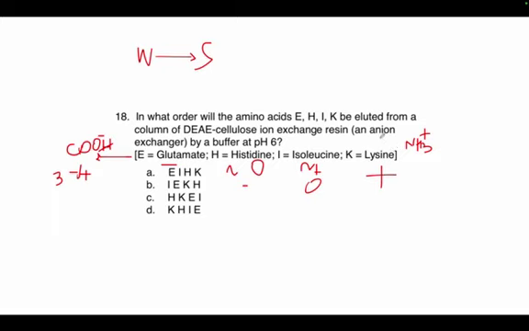So this will be the first to elute. This will be the fourth to elute. These two are kind of interchangeable. So of these options, D is the most appropriate answer, right? Because lysine will elute first and glutamate will elute last.